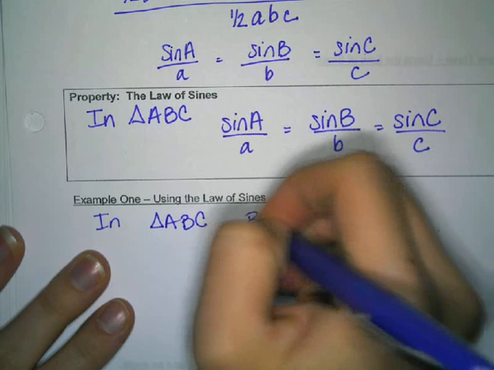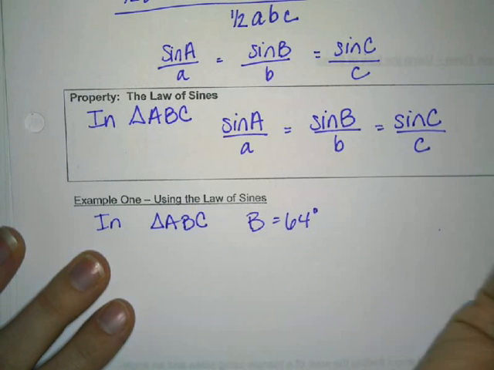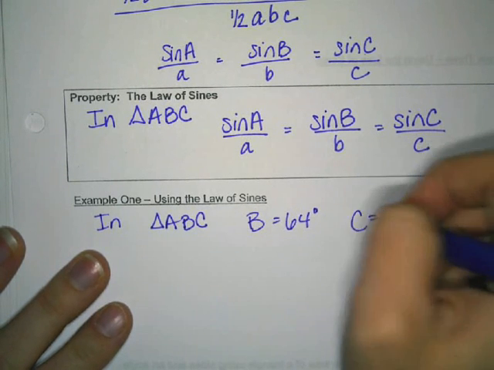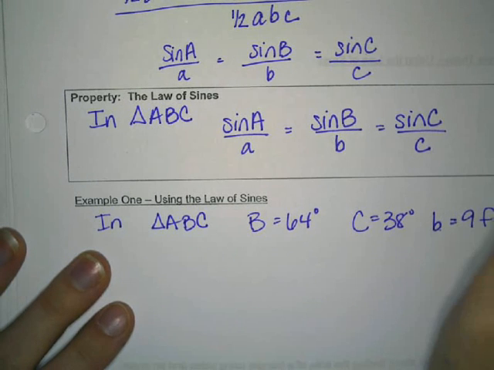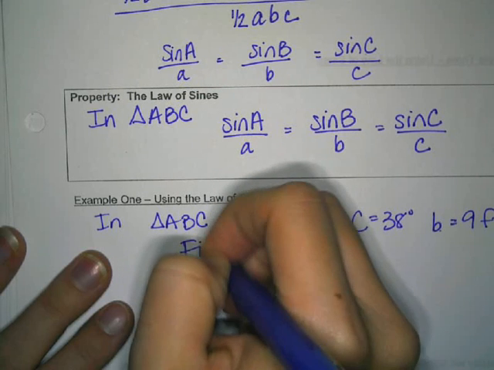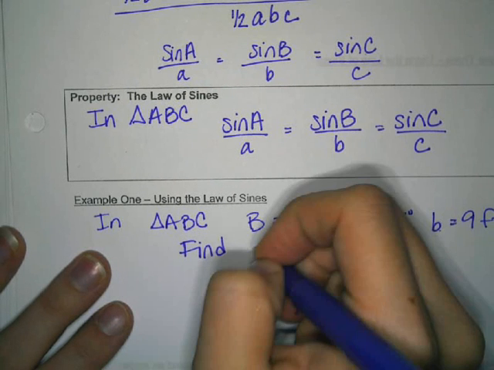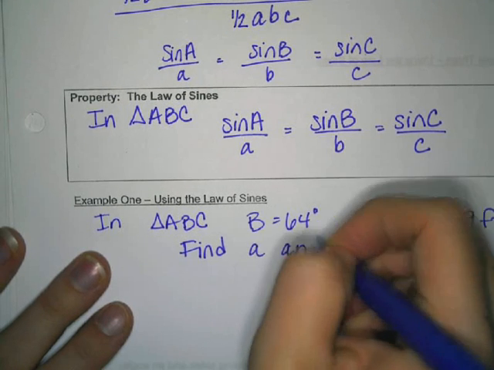B is going to be 64 degrees. C is going to be 38 degrees. And side B is 9 feet. Find A and C.